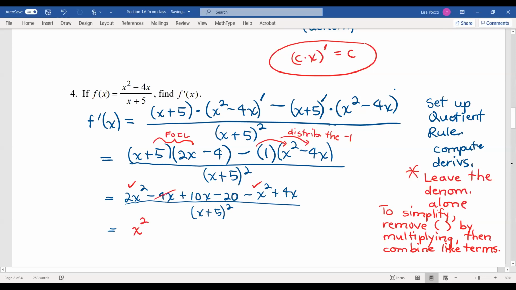Actually, the minus 4x and the plus 4x will cancel out, which leaves plus 10x minus 20, and it's all over x plus 5 squared. And that's how we leave it. All right. So like I said, leave the denominator alone, you're done.